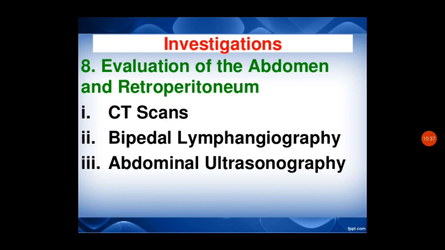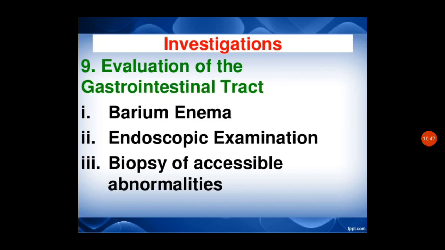Evaluation of the abdomen and retroperitoneum can be done by CT scan, bipedal lymphangiography, then abdominal ultrasonography. Then evaluation of the gastrointestinal tract by barium enema, endoscopic examination of the GIT and biopsy of accessible abnormality. If anything abnormal like a mass is found in the GIT, a biopsy can be taken.